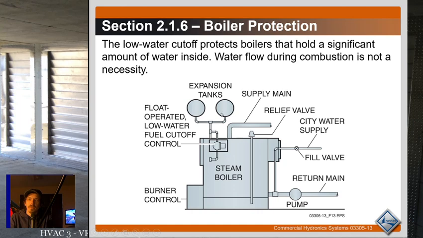electronic as well. You'll have expansion tanks. They're showing a supply main, relief valve, city water supply, fill valve. So if this float drops, so there's not enough water in there, it activates the fill valve and fills it back up until the float is back in the up position. And then this is your return, your condensate pump on your return. Oftentimes it'll go to an actual tank with a pump that pumps it back to the boiler.